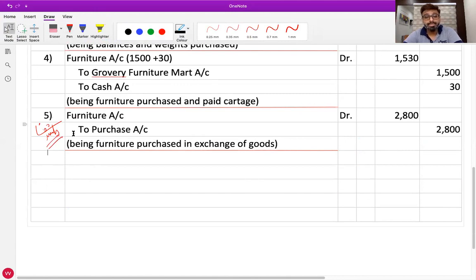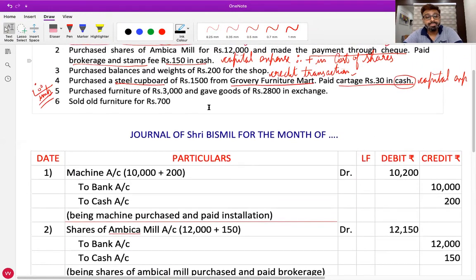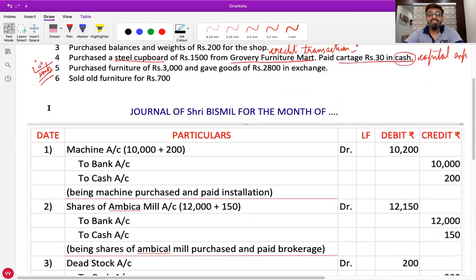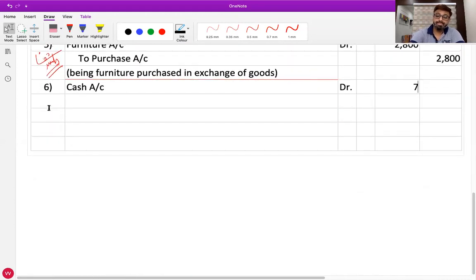Now the last one. Sold one old furniture for rupees 700. So all of you tell me, what is the first effect? Cash comes in. Debit what comes in. Name of account? Cash account. Cash account debit with 700.